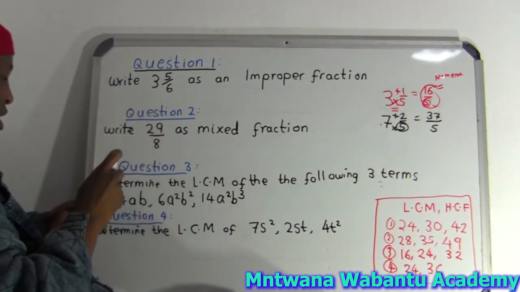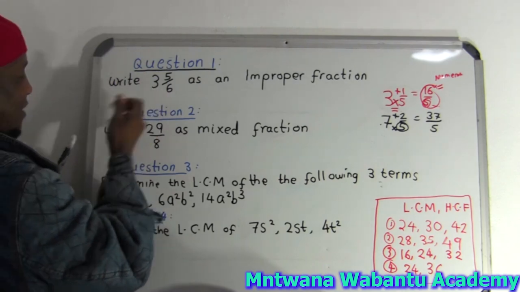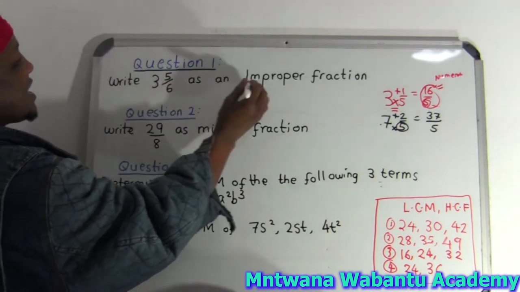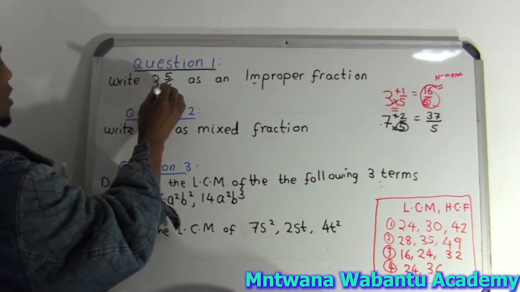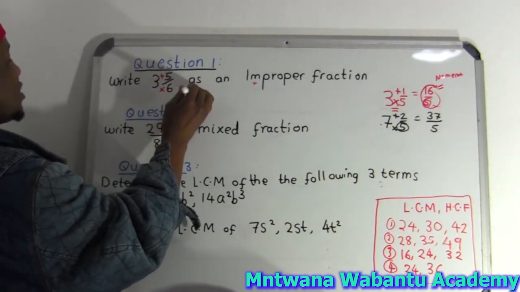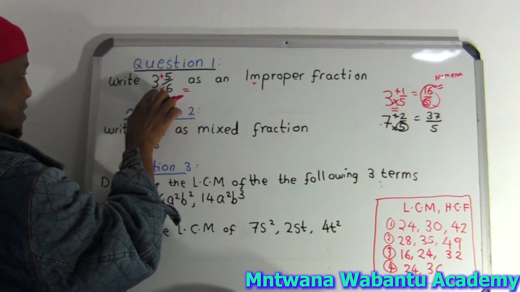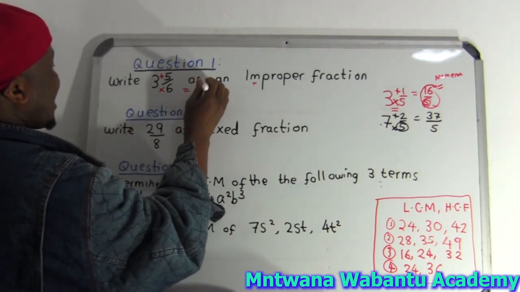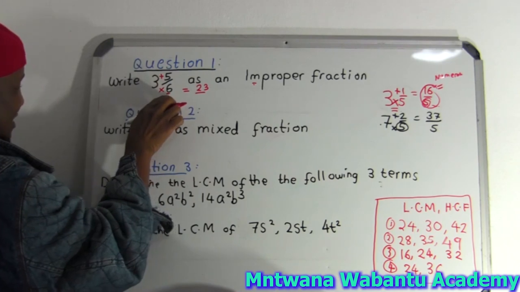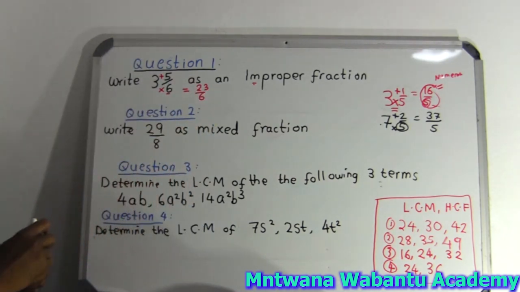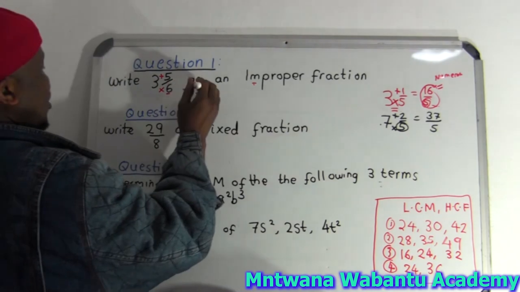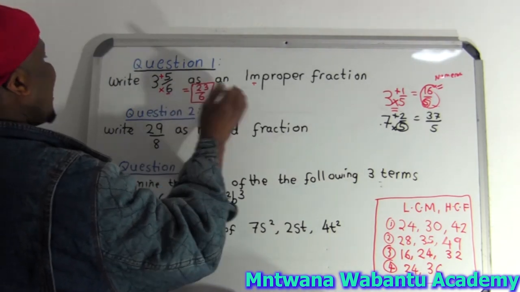So we're going to do the same approach here. This is a mixed fraction. To change to improper, improper means it's not proper, so we multiply and right here we add. It's going to be 6 times 3, 18, plus 5 equals 23, and then we put it over this number which is in here, which equals 6. Okay, so that's going to be our answer. For the first question, our answer is 23/6.